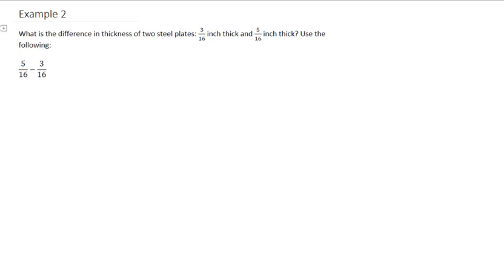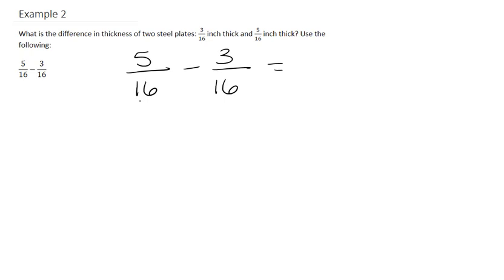What is the difference in thickness of two steel plates? One is 3/16 inches thick and one is 5/16 inch thick. So we're going to use the following. We have 5/16 minus 3/16. So we see we have the same denominator. We're going to go ahead and subtract them. So we have the same denominator, so now we can go ahead and move forward.